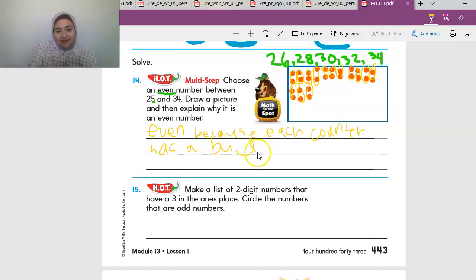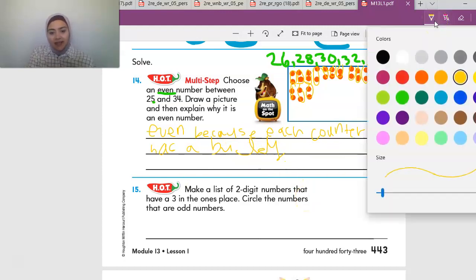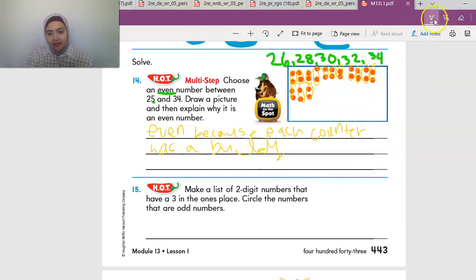This hurts my hand. Okay, there we go. All right, let's look at the next one. Make a list of 2-digit numbers that have a 3 in the ones place. Circle the numbers that are odd. So we're making a list of any 2-digit numbers that have a 3 in the ones place. They're trying to trick you with this question.